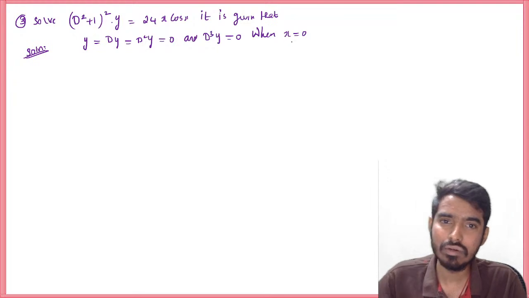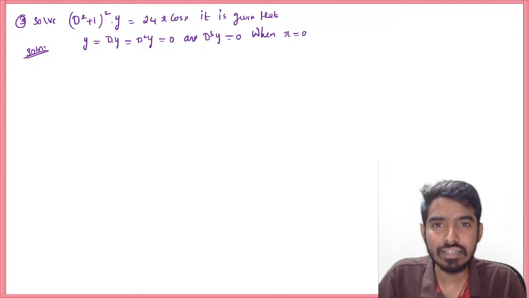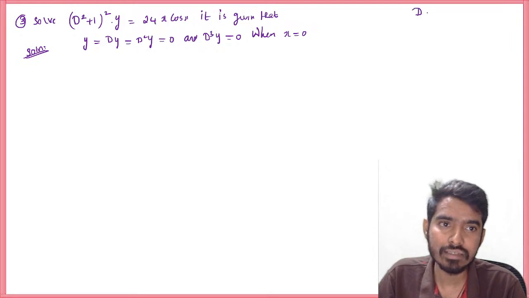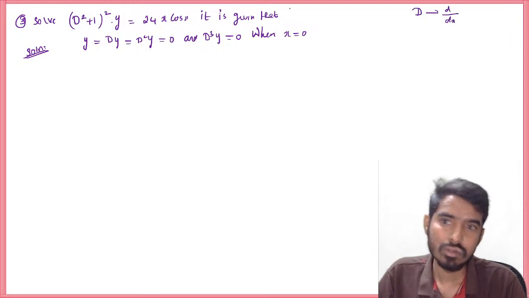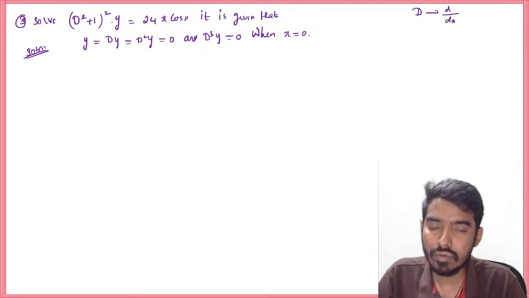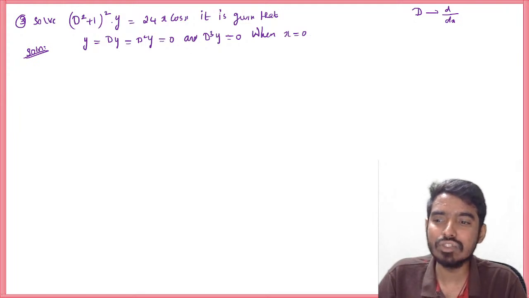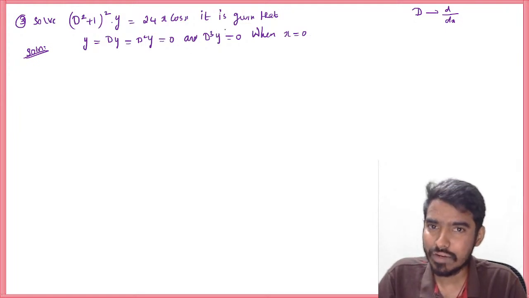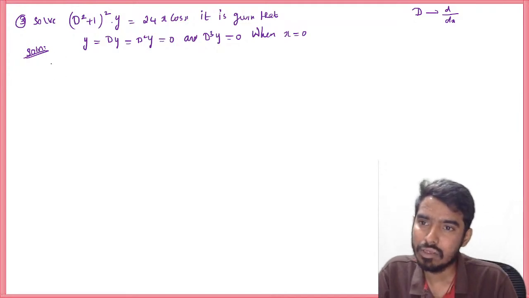Y is 0 when x is 0. What is d? D is d by dx. So dy by dx is 0 when x is 0. D square y by dx square is 0 when x is 0. We know d is d by dx, right? So they are given this just to find out the values of the arbitrary constants that we are using in CF. Okay. The solution.